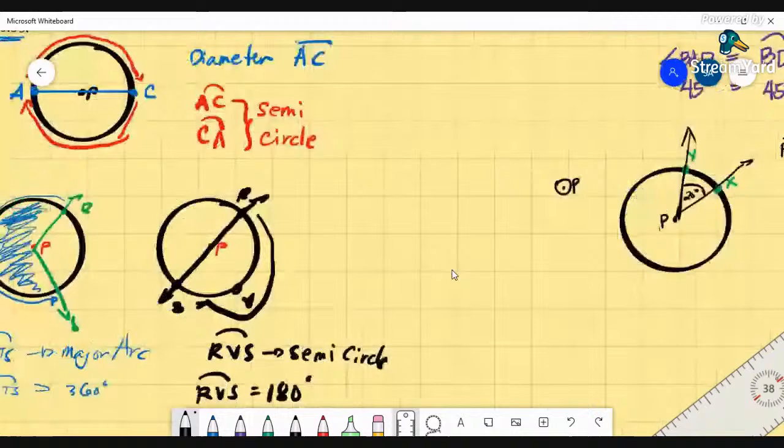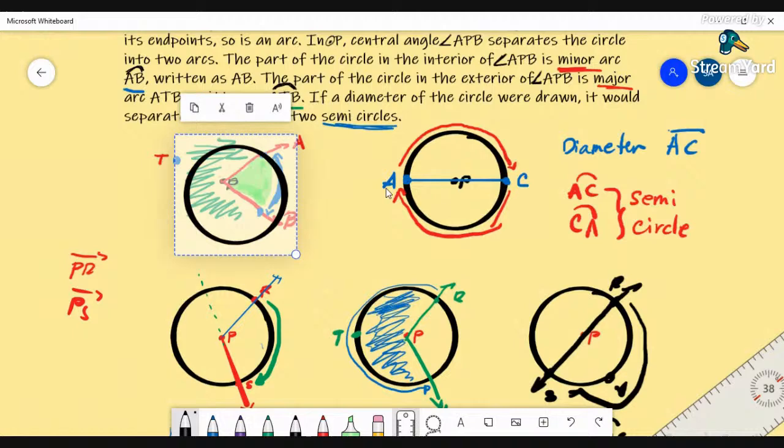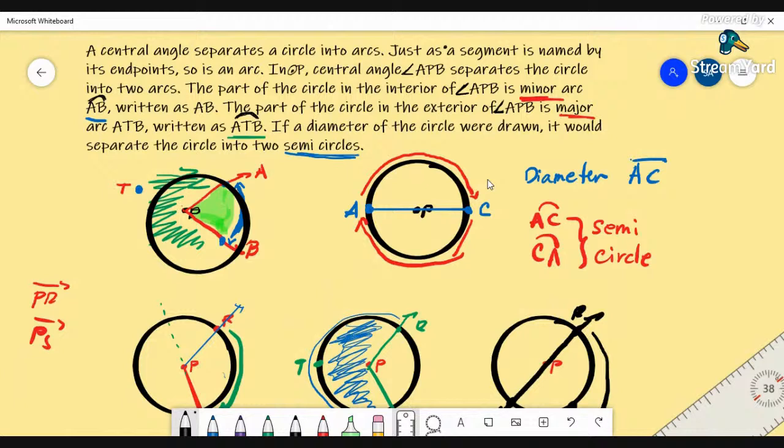So let's go back to the lecture. Let's read our definition. Again, a central angle separates a circle into arcs. Just as a segment is named by its endpoints, so is an arc. For this circle, we have line segment PA and line PB. They meet at point P, which is the center of the circle. Therefore, they form arc AB. The measure of arc AB is equivalent also to the measure of angle APB.